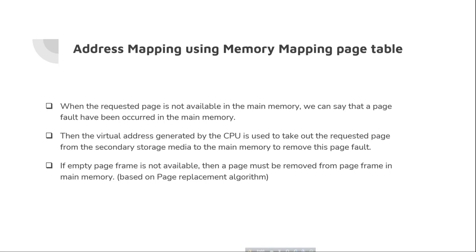Now address mapping using memory mapping page table. When the requested page is not available in the main memory, we can say that a page fault has occurred in the main memory. I have already discussed this before. Then the virtual address generated by the CPU is used to take the requested page from the secondary storage media to the main memory to remove this page fault. Whenever a page fault occurs, it means that the page is not available inside the main memory, and data comes from secondary memory to main memory.